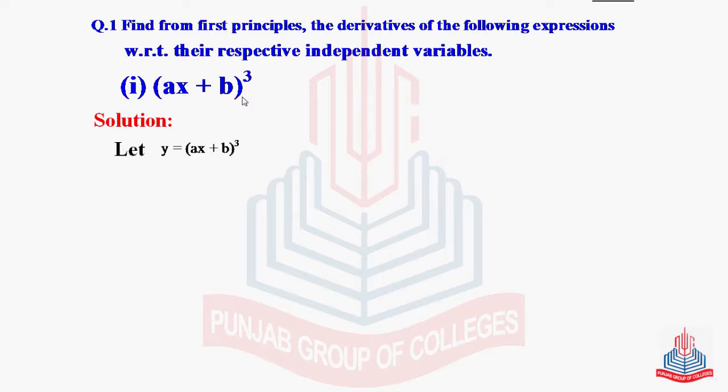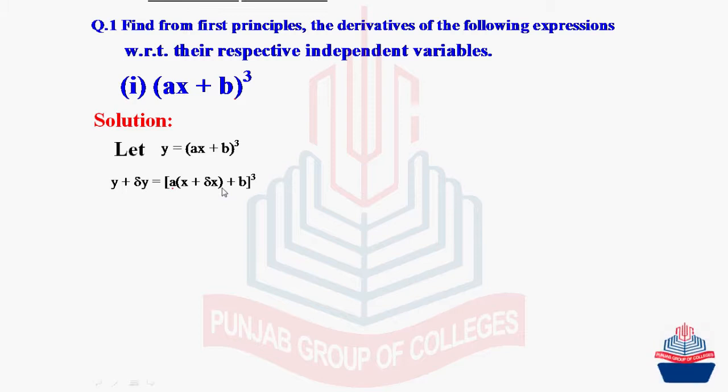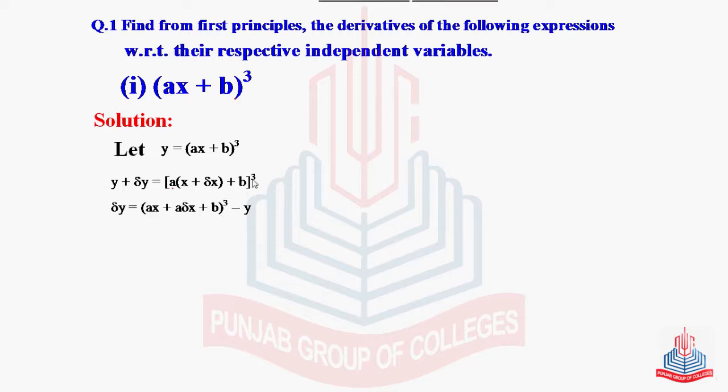Let y = (ax + b)^3, and the first step is y + delta y, and on the right-hand side x will be replaced by x + delta x, so that will become (a(x + delta x) + b)^3, b will remain the same, and similarly the cube will remain the same. Now delta y = (a(x + delta x) + b)^3 - y.